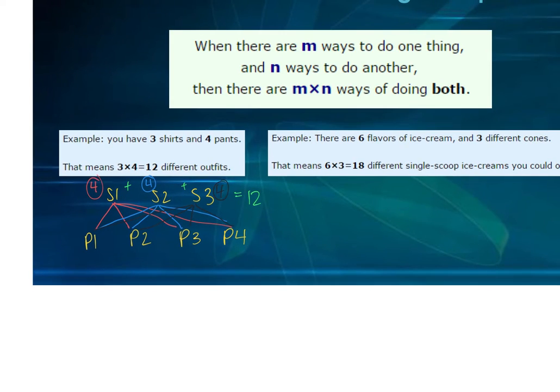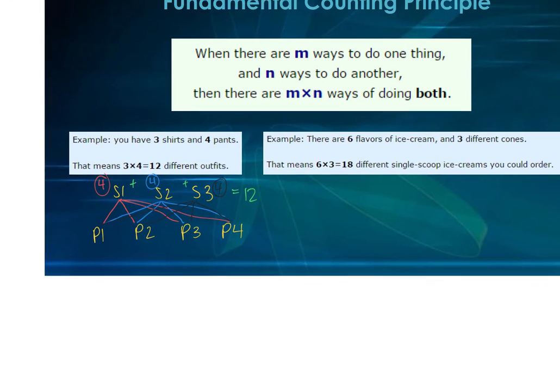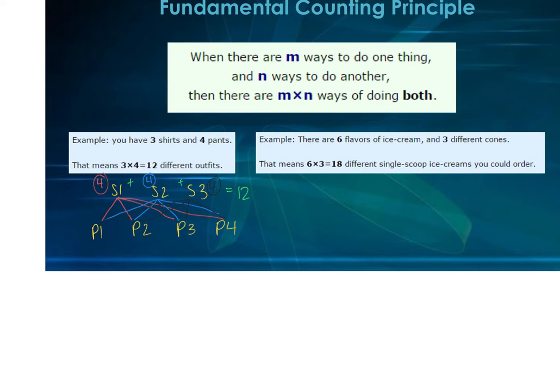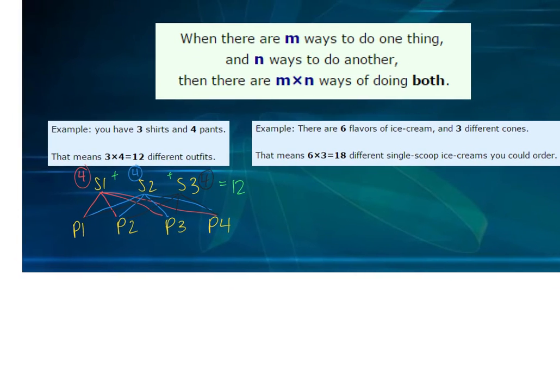All right, if there were 6 flavors of ice cream and 3 different cones, you would take 6, multiply it by 3, and you would get how many possible outcomes? 18, okay?